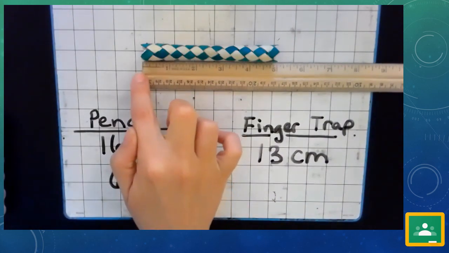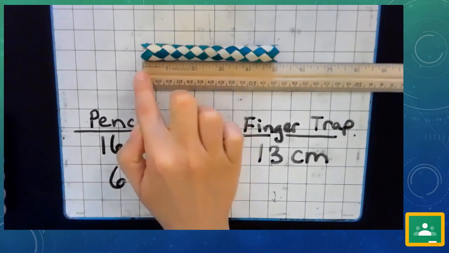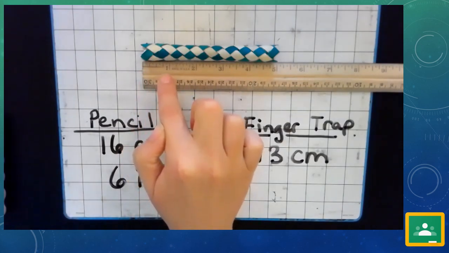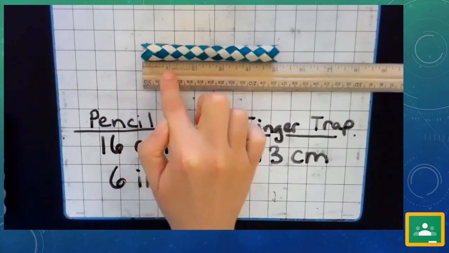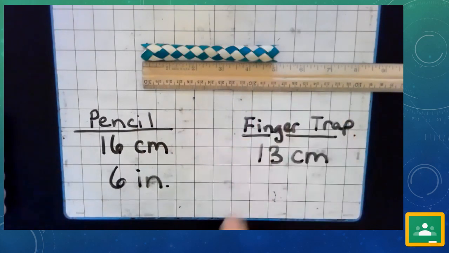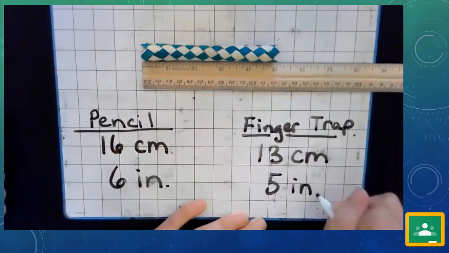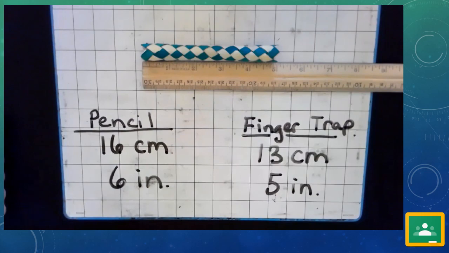So again, 0 means that I have not started to measure. The moment my finger leaves 0, then I am beginning to measure using inches. 1, 2, 3, 4, 5. Were you right? Did you know that you would need less inches to measure this finger trap? If you were wrong, don't worry about it. This is a new concept for some of you, and that is okay. Mistakes make us stronger.